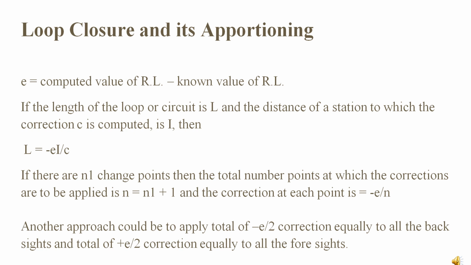Alternatively, the correction is applied to the elevations of each change point and the closing point of known elevation. If there are n1 change points and the total number of points at which the correction is to be applied is n, equal to n1 plus 1, the correction at each point is minus e by n. The corrections at intermediate points are taken as the same as that for the change points to which they are related. Another approach could be to apply a total of minus e by 2 correction equally to all backsights and a total of plus e by 2 correction equally to all foresights.